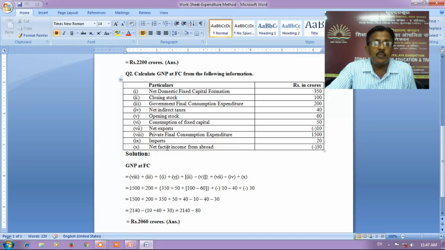Minus item number 4, that is net indirect tax. Why? Because we have to find out the value at factor cost. We need the GNP at factor cost. So net indirect tax is to be deducted from this market price value. Then plus this net factor income from abroad, because we want the national income. So accordingly the values are placed in this formula, and the result is 2060 crores.